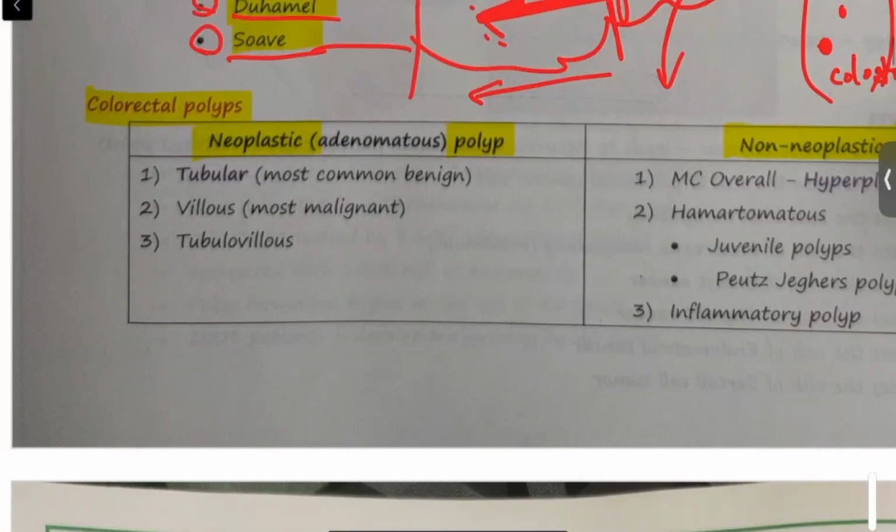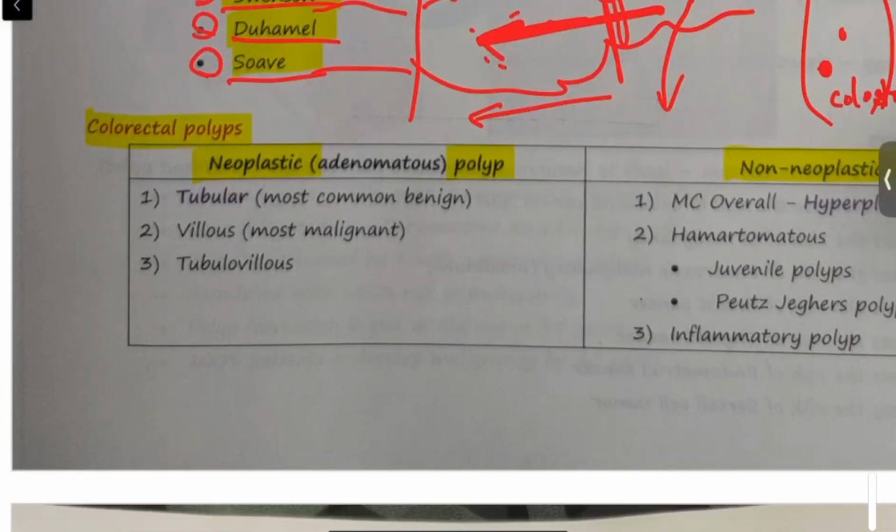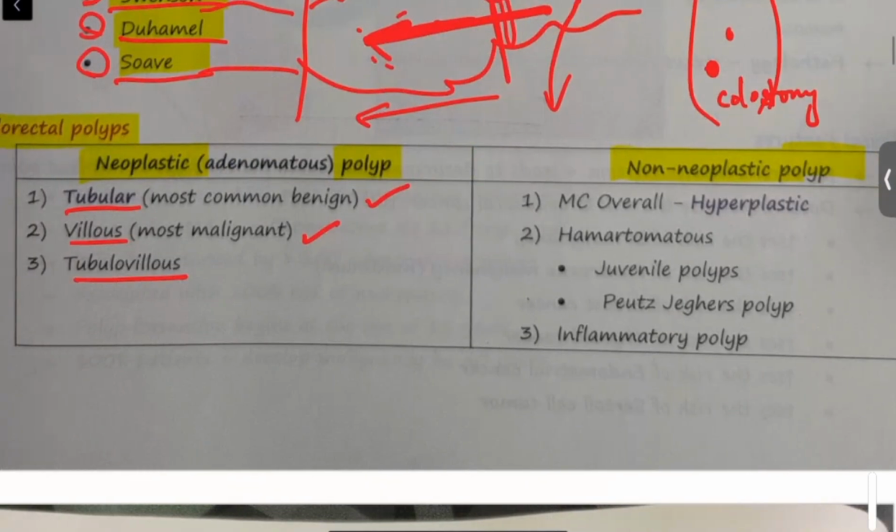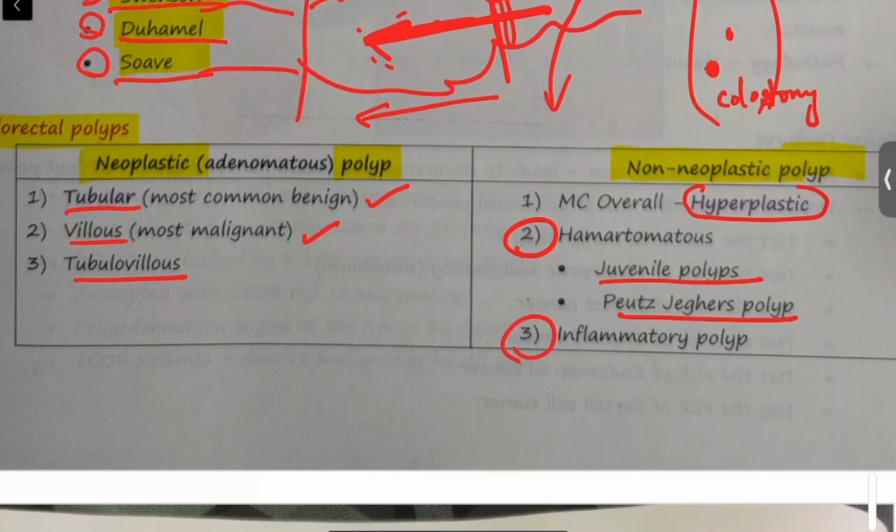Okay, so neoplastic ones are again based on the appearance. They can be divided as tubular or villous or tubulovillous. Most common benign one is tubular, whereas most malignant is villous type of neoplastic polyp or adenomatous polyp, whereas most common overall is non-neoplastic, and that is hyperplastic polyp. There can be various hamartomatous polyps also. They can be juvenile polyps or Peutz-Jeghers polyp, and there can be inflammatory polyps. So we'll discuss these non-neoplastic polyps one by one.